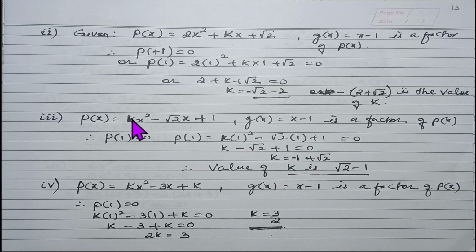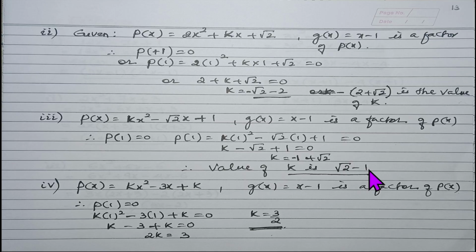Now coming to the next example, we are given here p of x is equal to kx square minus root 2x plus 1. Again x minus 1 is a factor of this polynomial, and the 0 of x minus 1 is 1. That means if x minus 1 is a factor, p of 1 must be equal to 0, or kx square minus root 2x plus 1 must be equal to 0 when x is 1. So by putting the value of x is equal to 1 and equating to 0, I get k minus root 2 plus 1 equal to 0, or k is equal to minus 1 plus root 2, or k is root 2 minus 1.